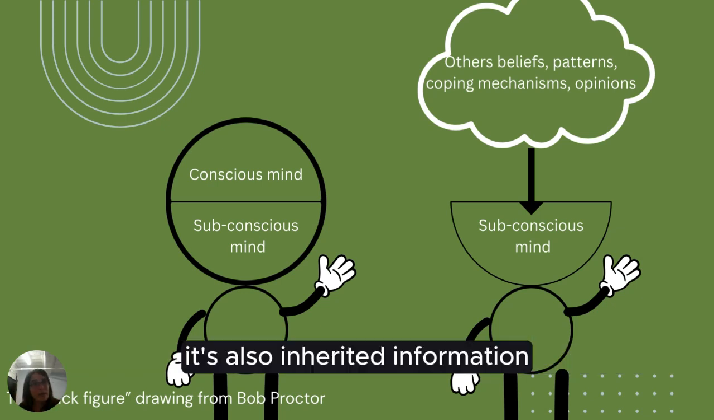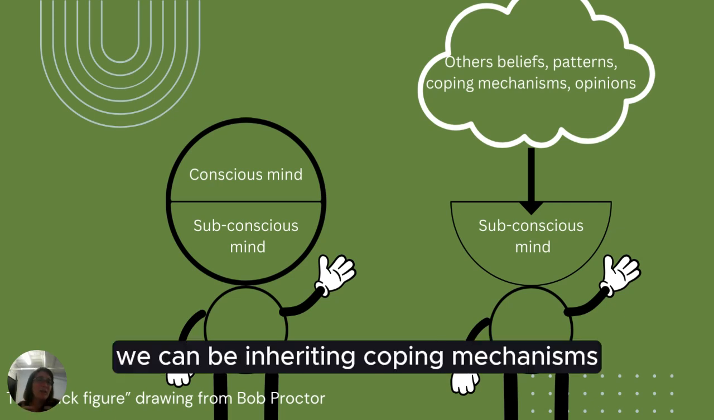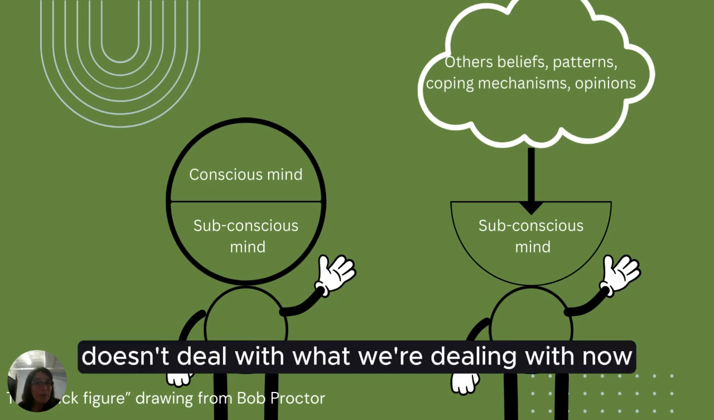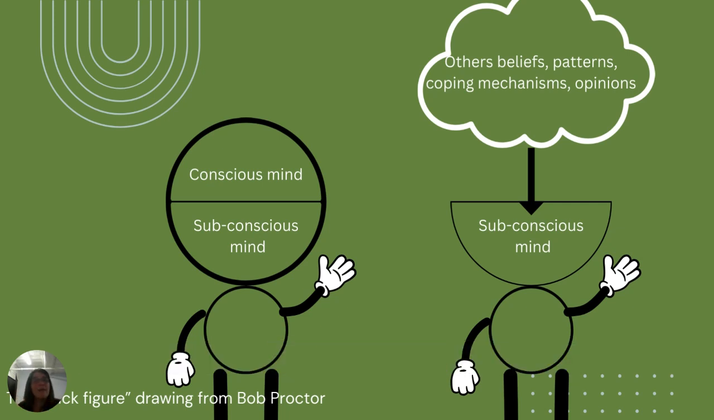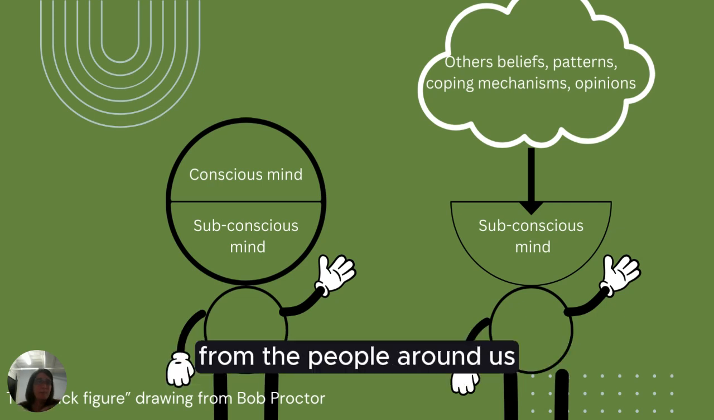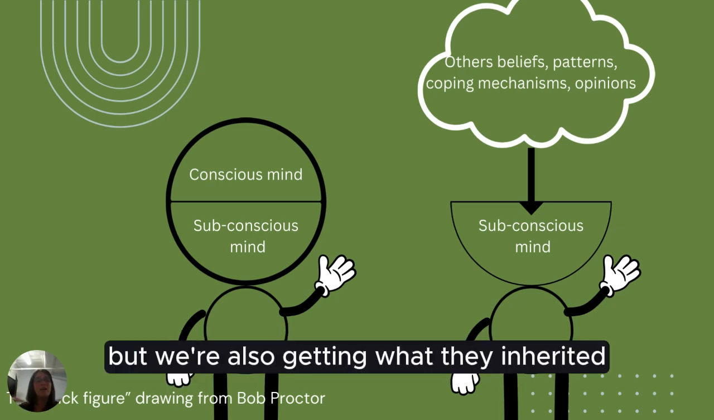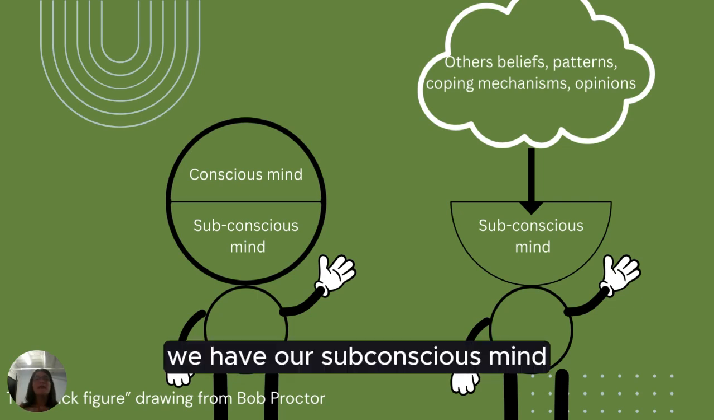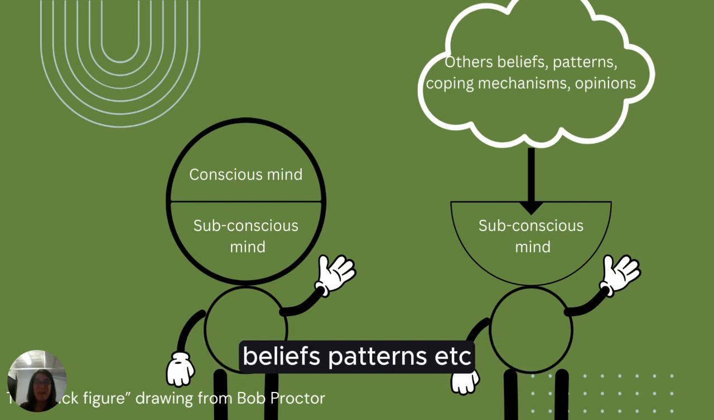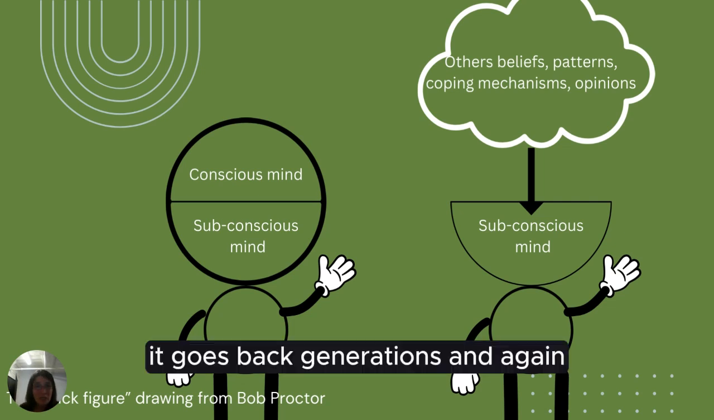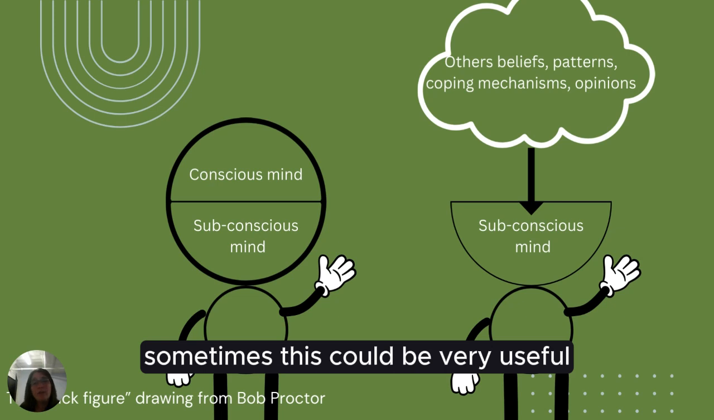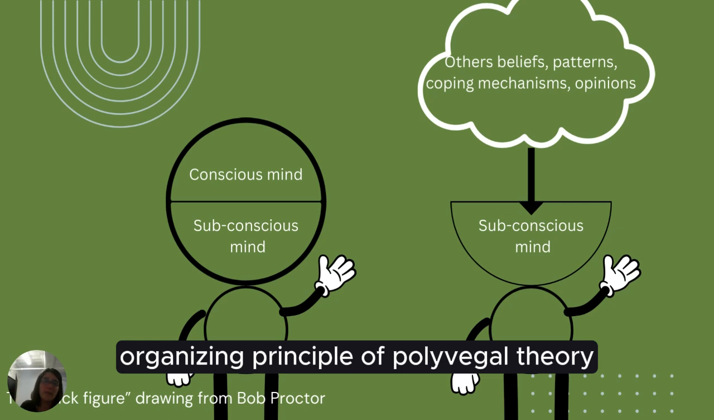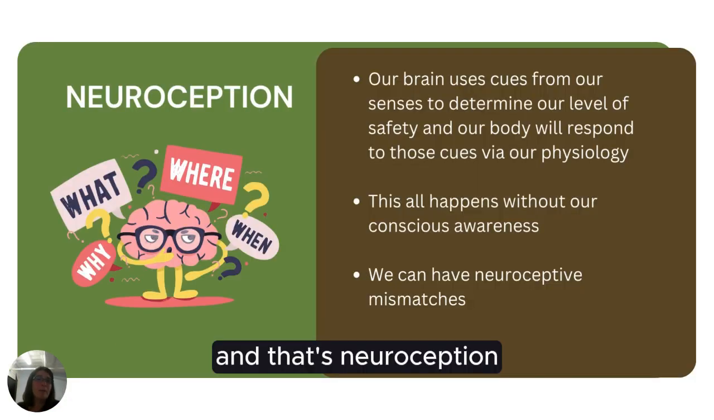However, it's also inherited information. So sometimes we can be inheriting coping mechanisms that maybe aren't the most appropriate. They could be something that just doesn't deal with what we're dealing with now. Because again, not only are we inheriting these coping mechanisms from the people around us, but we're also getting what they inherited in the people before them. So another way to look at it is we have our subconscious mind packed with coping mechanisms, beliefs, patterns, etc., that goes back generations. And again, sometimes this can be very useful, sometimes not so much, which leads to the second organizing principle of polyvagal theory, and that's neuroception.